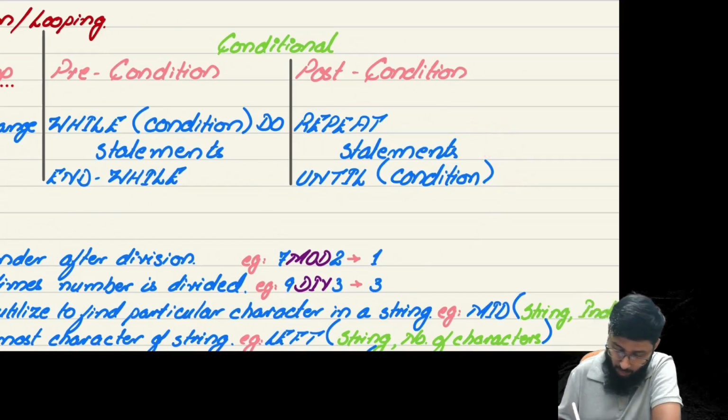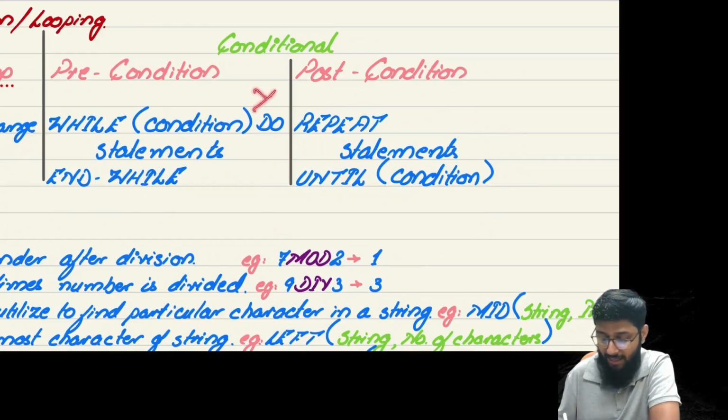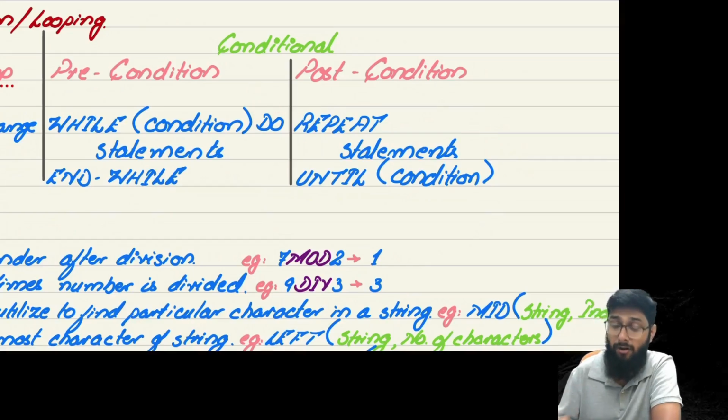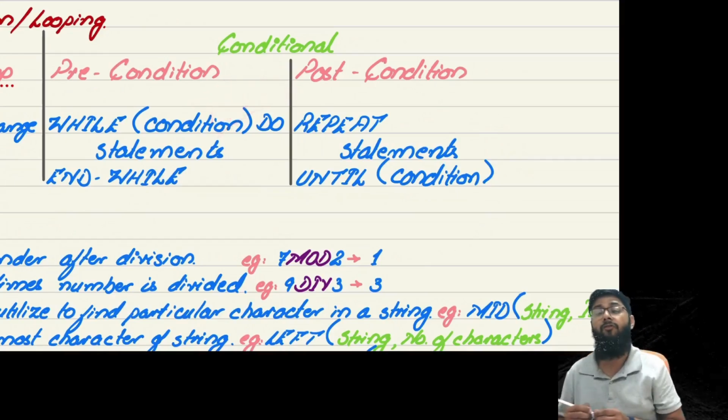But when it comes to the while or the precondition loop, the precondition loop says it won't be executed if the condition is false. So it is only executed if the condition is true. For true it will be executed, for false it won't be executed.